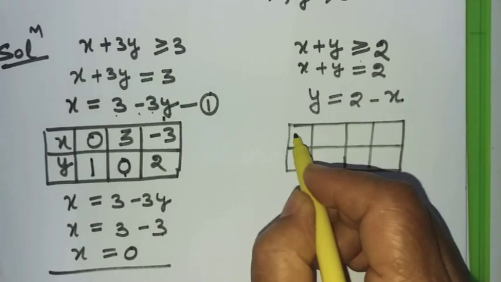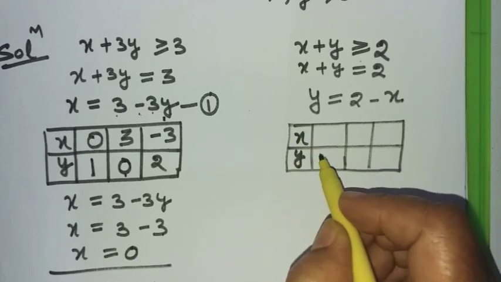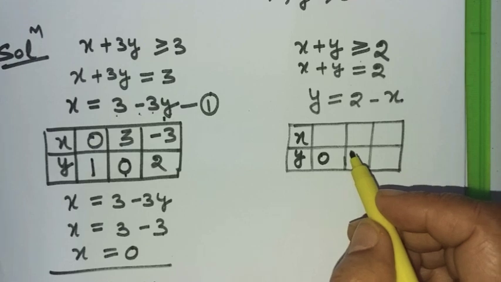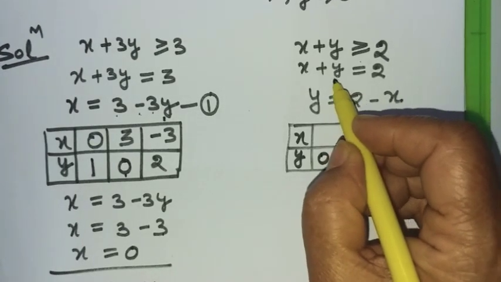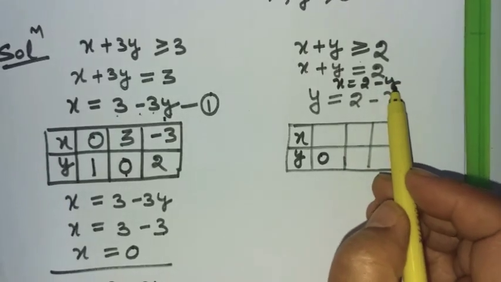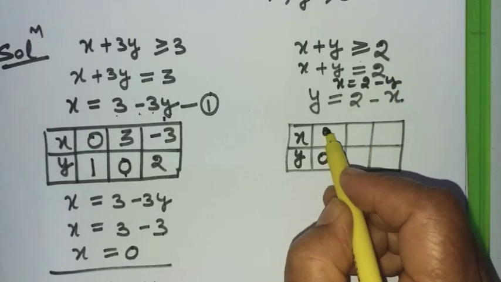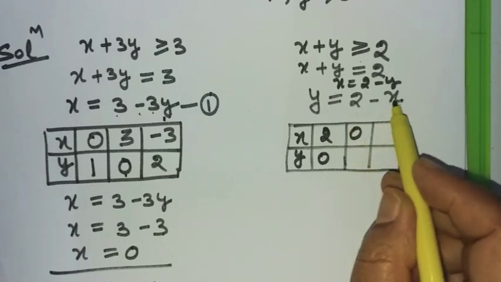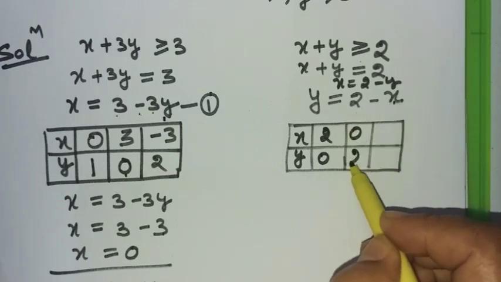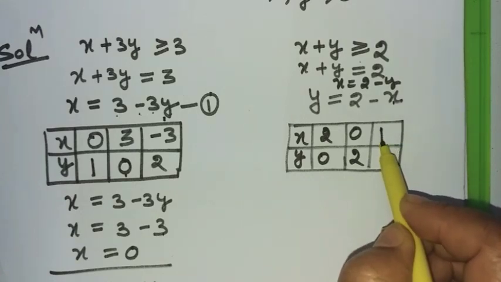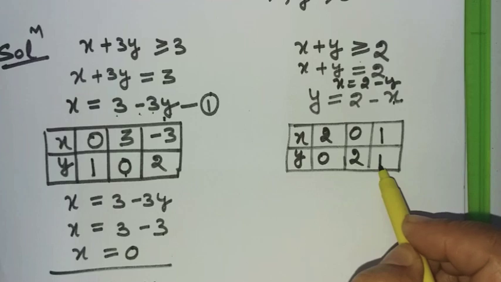So if you assume y to be 0, I can also write x to be 2 minus y. So if I give the value y to be 0, x will be 2. If I assume x to be 0, y will also be 2, and you can give one more value to x. Let me put x to be 1, so y will be 2 minus 1, that is 1.